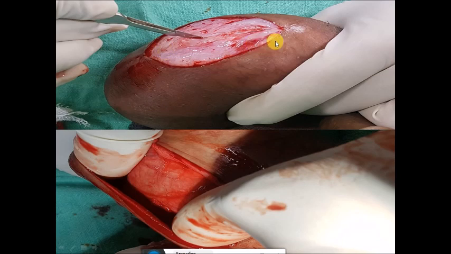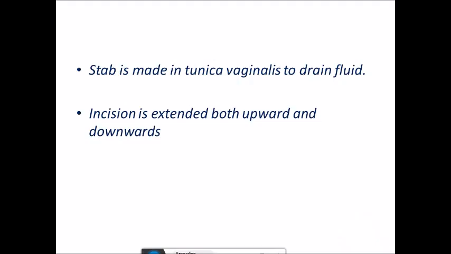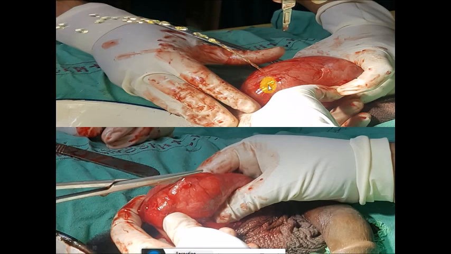Okay, so the incision is deepened layer by layer, then we reach the tunica vaginalis. This is tunica vaginalis, and this is finger dissection, blunt dissection, to break the adhesions and to free the sac that is to be removed from the cavity. Now a stab incision is made in the tunica vaginalis to drain the fluid. The incision is extended both upwards and downwards. So this is the hydrocele sac which has been removed from the scrotum.